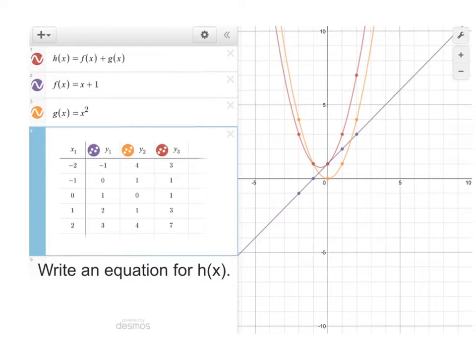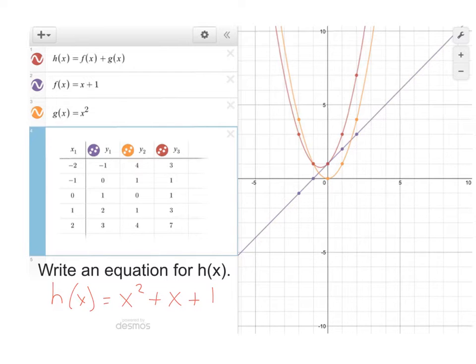Here it is. The next question is, write an equation for h of x. What is the function h of x? We know it's f plus g of x, but what's the actual function? h of x is equal to x squared plus x plus 1. Where did she get that?